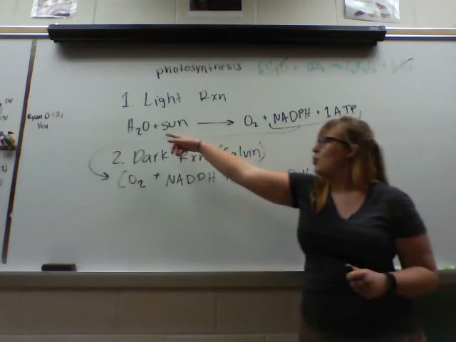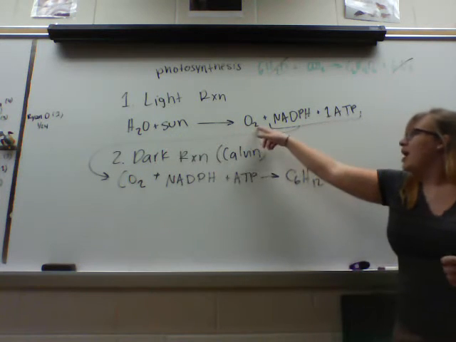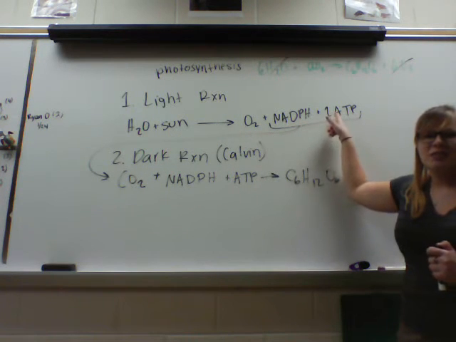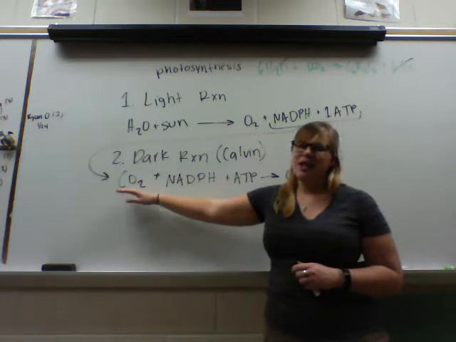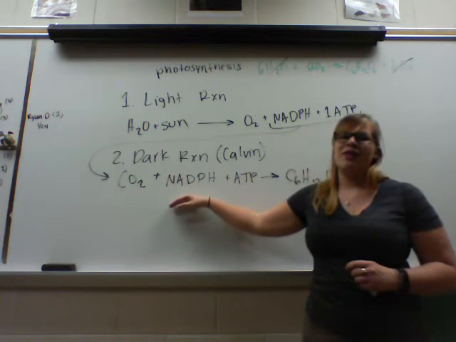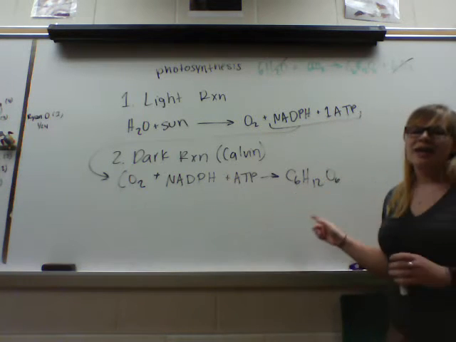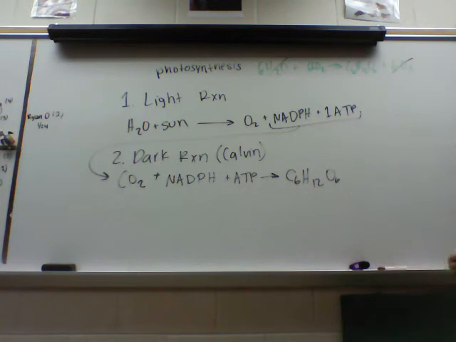Okay, 2 steps, light reaction. Light reaction takes in water and sunlight, spits out oxygen, NADPH, and ATP. Then those 2 things go on to the dark reaction. The dark reaction takes in carbon dioxide, combines it with NADPH and ATP, and ends up producing glucose.